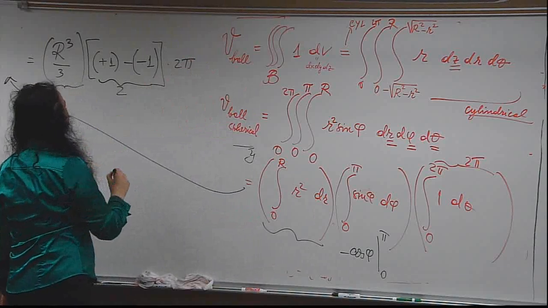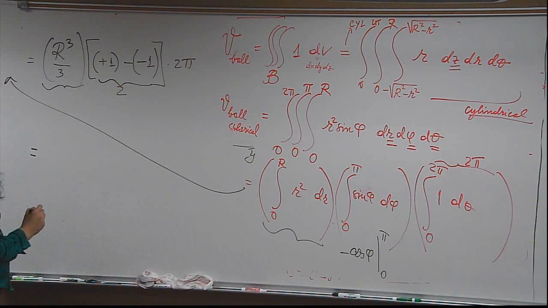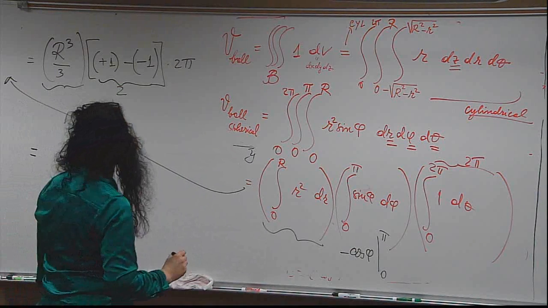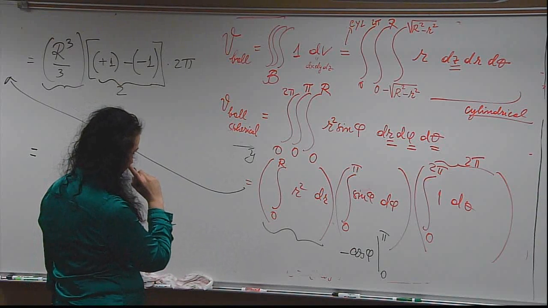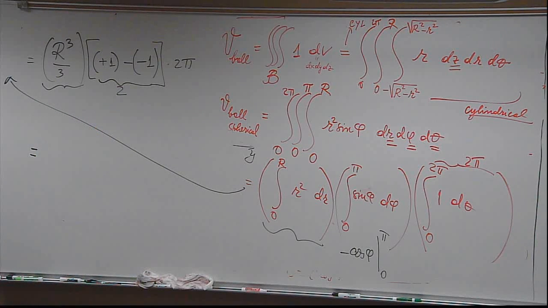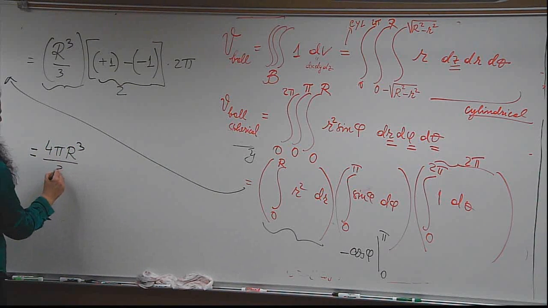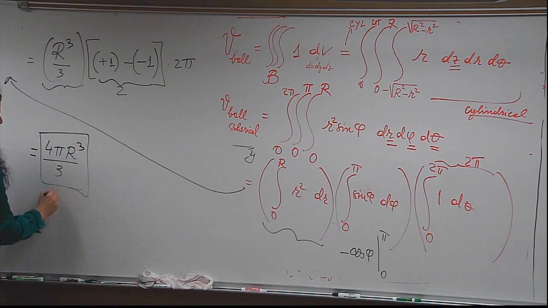So what did we get here? We got something beautiful. We got 4/3 pi r cubed, or 4 pi r cubed over 3. This is the thing we knew from when we were little.